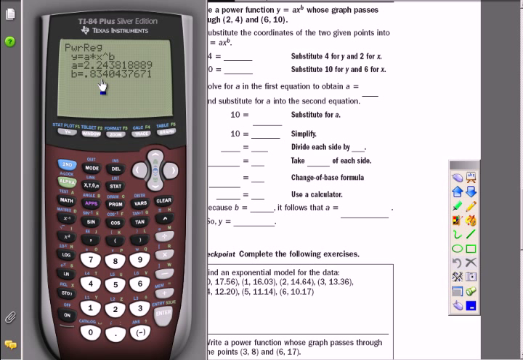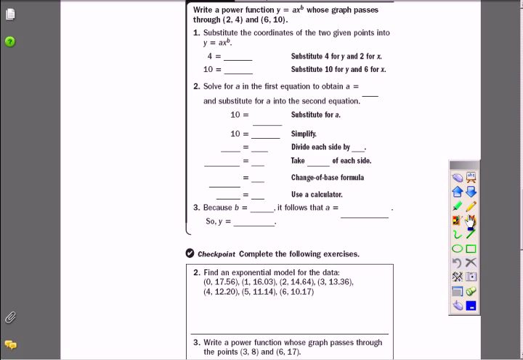A lot quicker than Mr. Amiat did it. It took me way too long. But that's how you would do it if you could do it by your calculator and not have to do it by hand. That's another option. All right, you guys go ahead and take a look at those checkpoints. Hopefully you have better luck than I did. Take a few minutes, get those done.